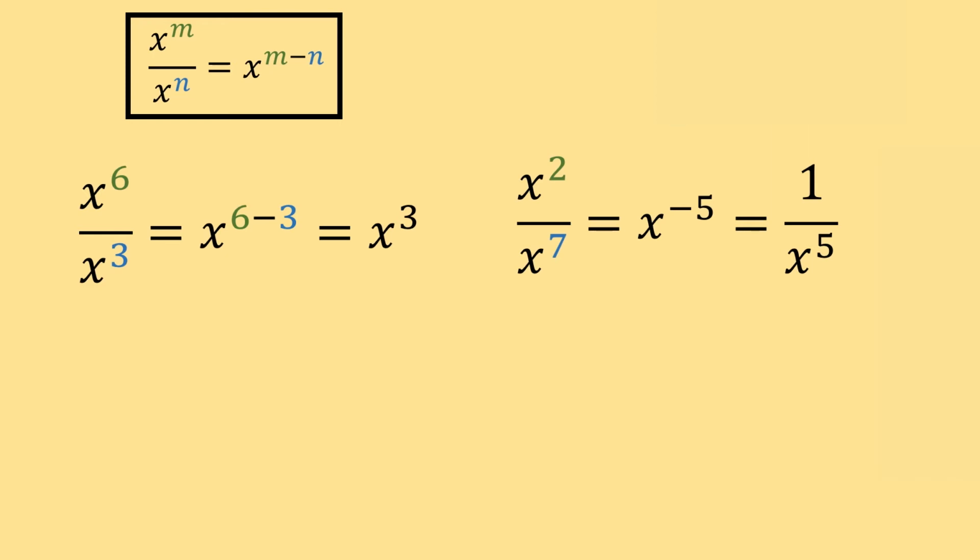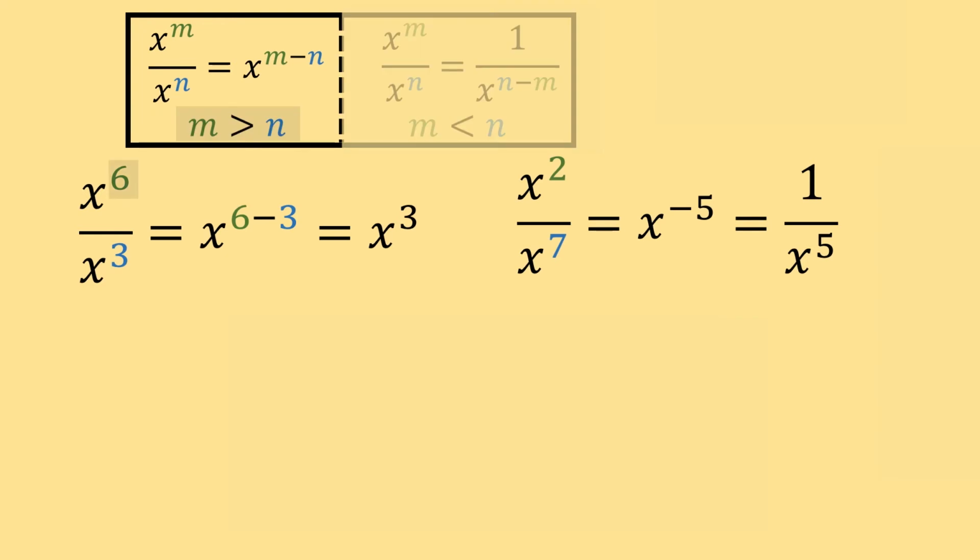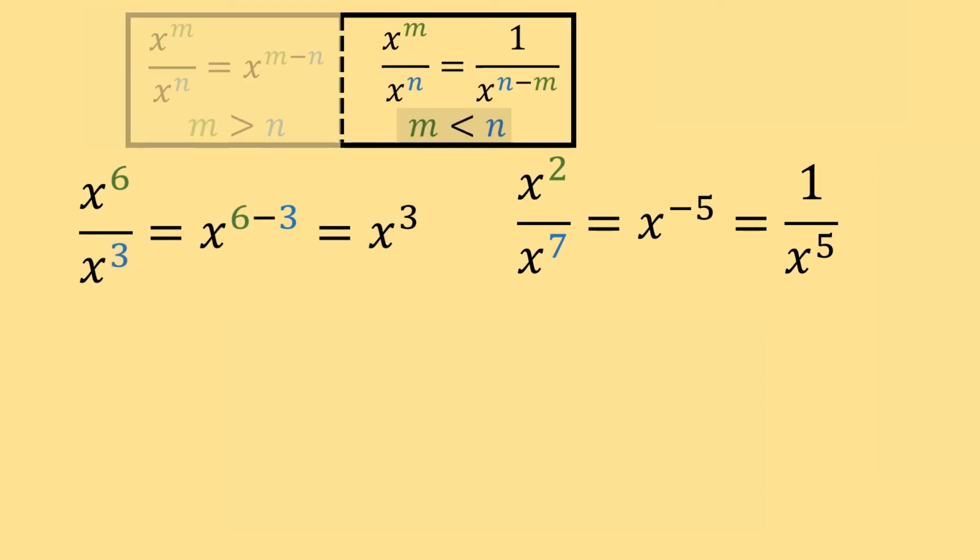But notice, why did this happen here? Well, anytime the power in the denominator is bigger than the power in the numerator, we're going to have this negative power whenever we do this subtraction. So we could rewrite this rule in two cases, where if my power in the numerator is larger than the power in the denominator, I can use the rule as I stated to begin with. But if I have the denominator power being larger than the numerator power, or n greater than m, I could rewrite this as 1 over x to the n minus m power.